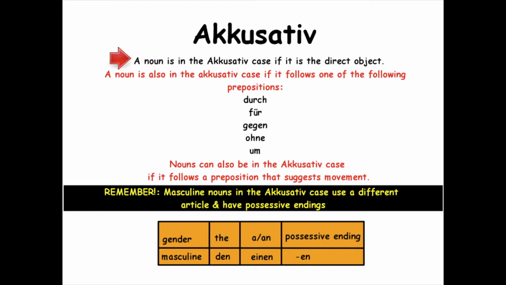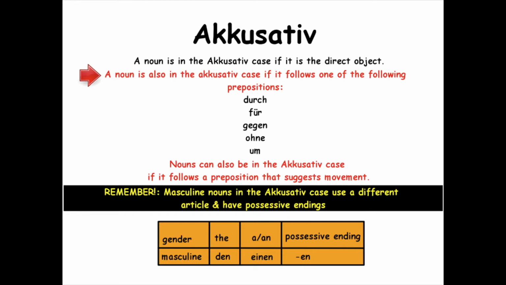There are certain prepositions that will for sure make a noun in the accusative case, regardless of whether or not it is the direct object. Those prepositions are durch, für, gegen, ohne, and you can say those in the tune of Happy Birthday to help you remember all the prepositions you need to know for the accusative case. Durch, für, gegen, ohne, durch, für, gegen, ohne. Hopefully that helps.